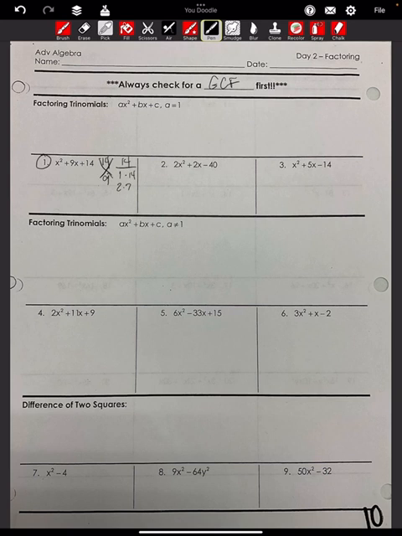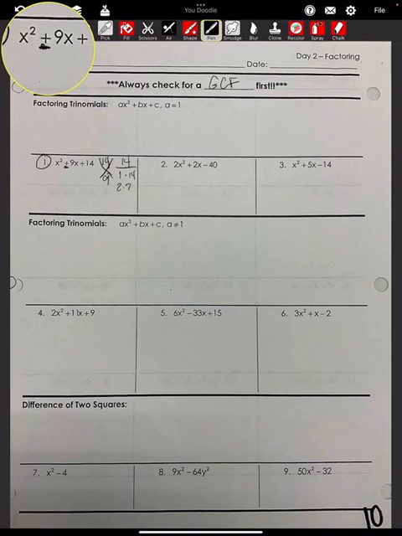So now we need to see which of these, if we add them together, will give us 9. Now, I'm going to reference the rules I gave you. Now, if you look at the first sign, this is where I said first sign.